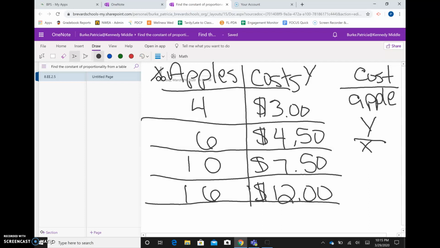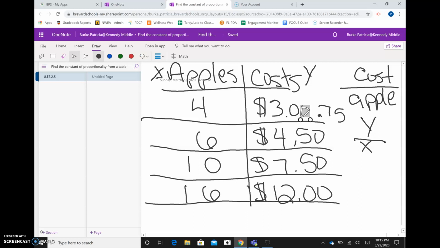So calculator people, do this with me. We are going to do our first one. If you spent $3 for 4 apples, how much did each apple cost? Take your calculator and type in 3 divided by 4. And what do you get? Did you get 75 cents? Good job. Let's take our next proportion.